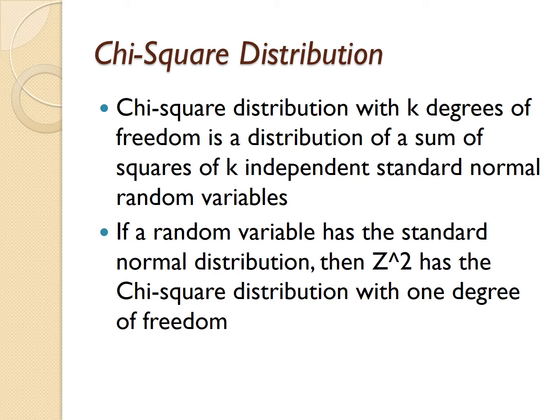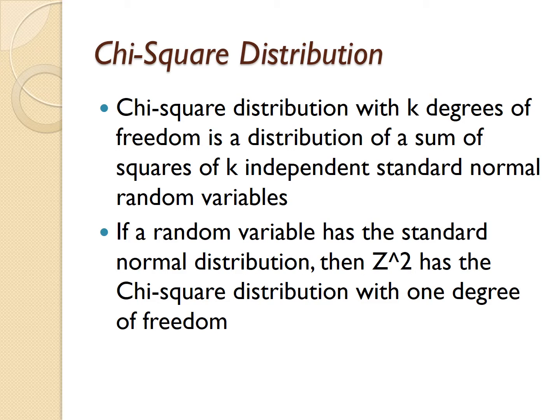Another commonly used statistical distribution is the chi-square distribution. Chi-square distribution with k degrees of freedom is a distribution of sum of squares of k independent standard normal variables. Thus, if we have z1, z2, z3, up to zk standard normal random variables, each of them with the mean of 0 and standard deviation of 1, and if they are independent, then z1 squared plus z2 squared plus z3 squared up to zk squared would have a chi-square distribution with k degrees of freedom.